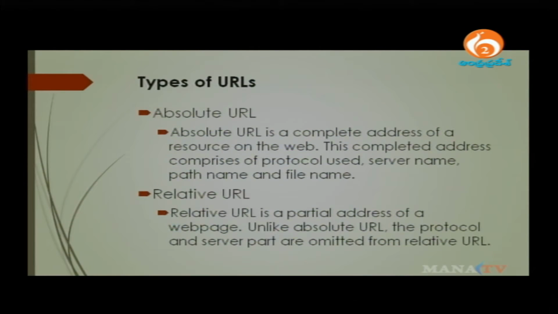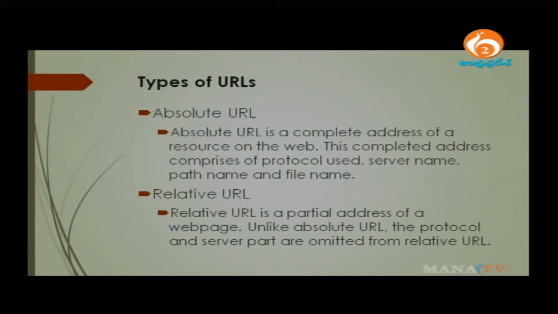But there is a different structure for different URLs. There is absolute URL and relative URL, and we will see both of them. Absolute URL is a complete address of a resource on the web. The complete address comprises the protocol used, server name, path name and file name. Relative URL is a partial address of a web page. Unlike absolute URL, the protocol and server part are omitted from relative URL.